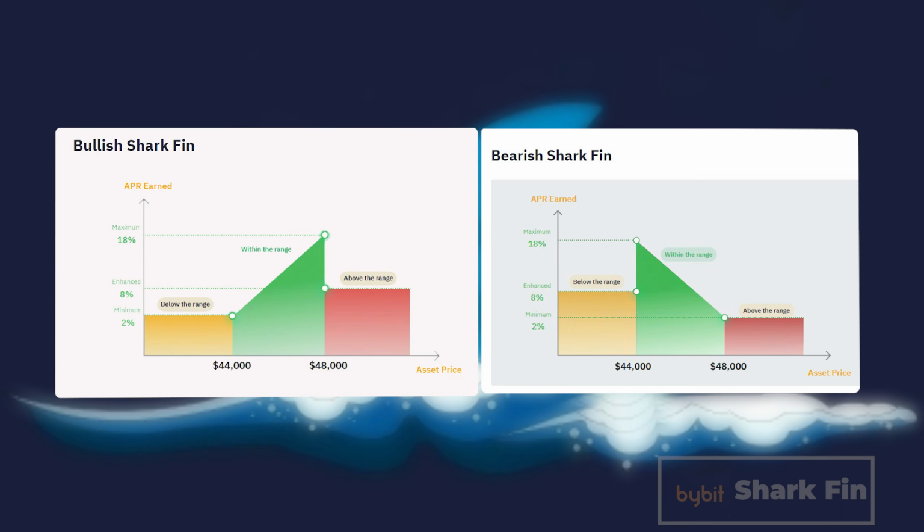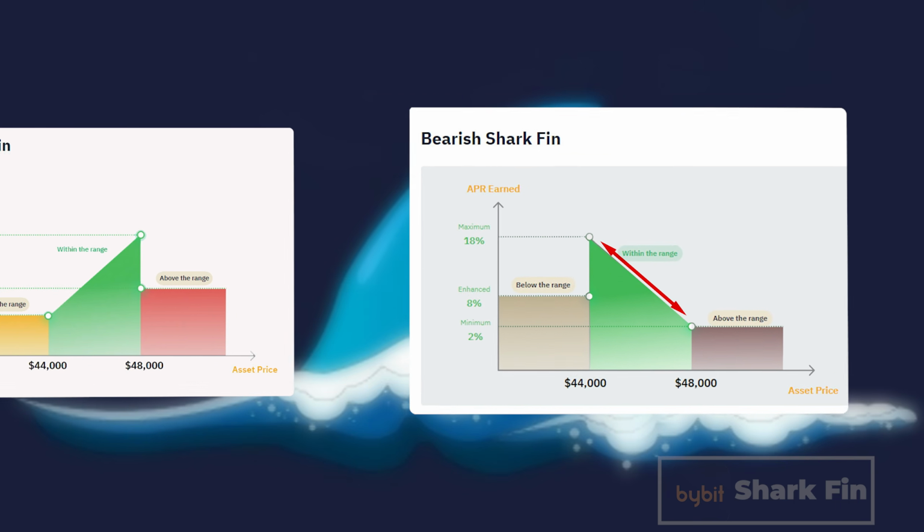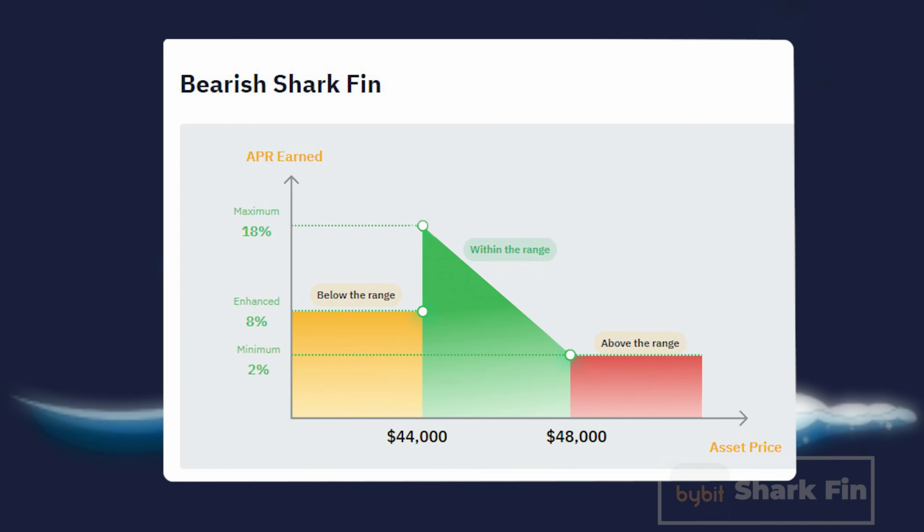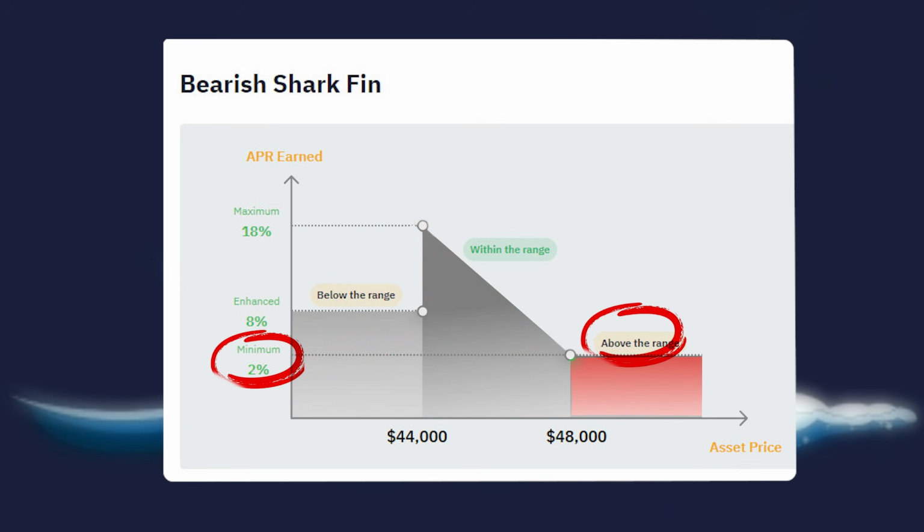For the bearish Sharkfin, it's the other way around. I will earn maximum at the 44K price mark, minimum at the 48K price mark. Anything in between is in the descending order. If the price is below the range, I will earn the enhanced APR. If it's above the range, I will earn the minimum APR. All this is within the subscription period.